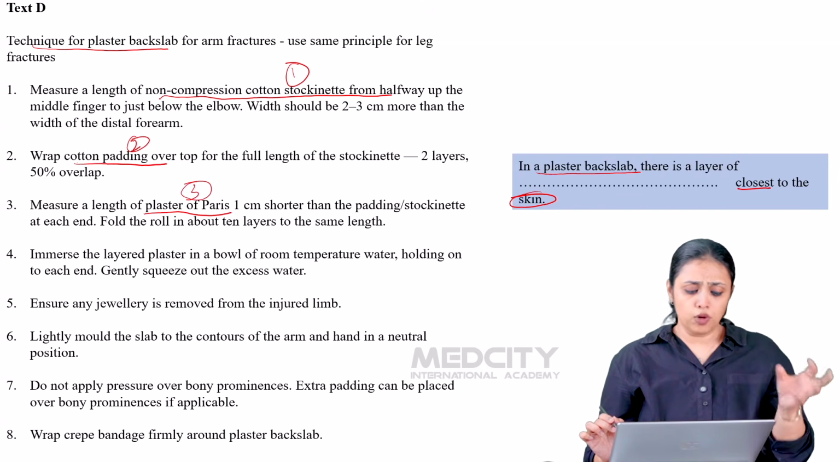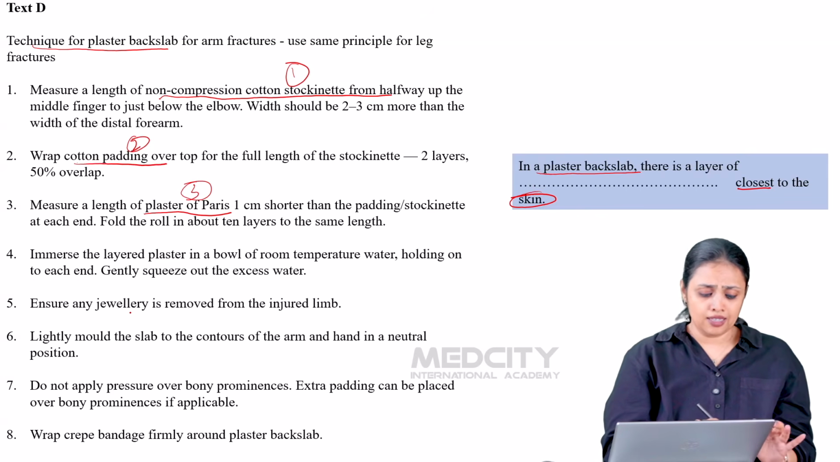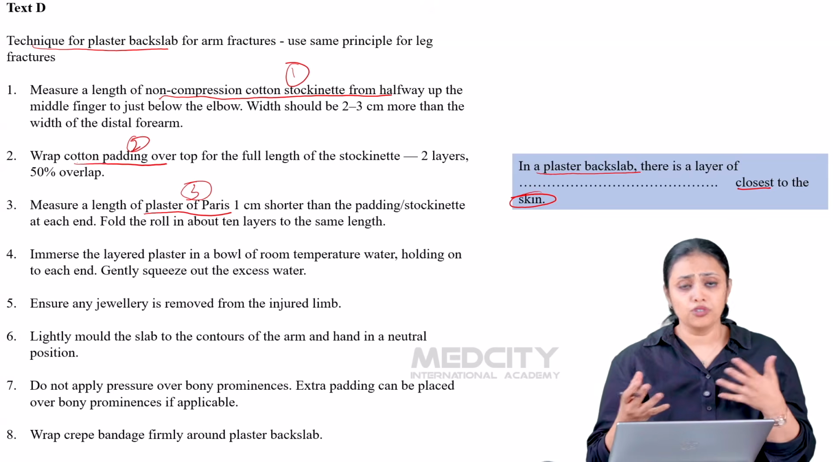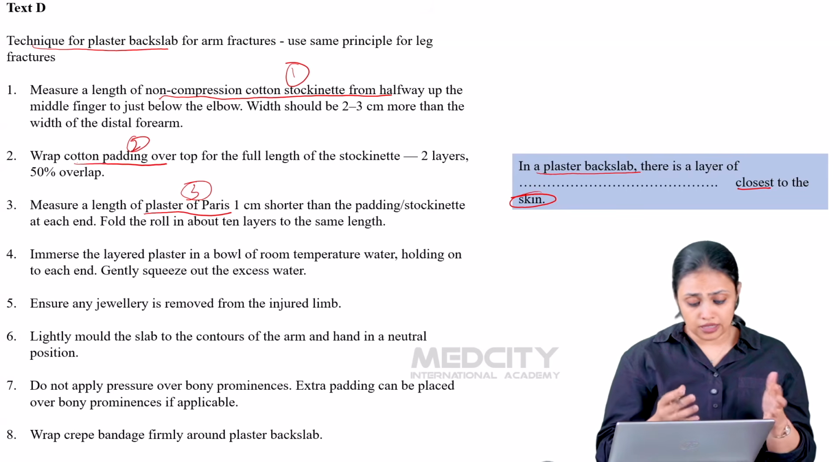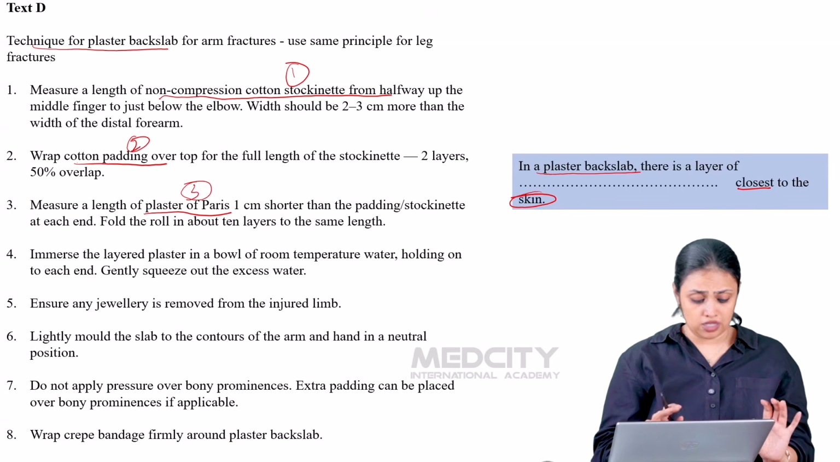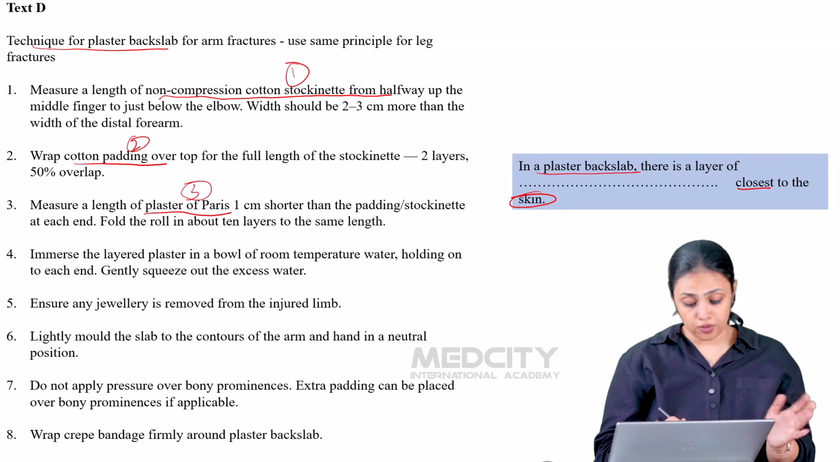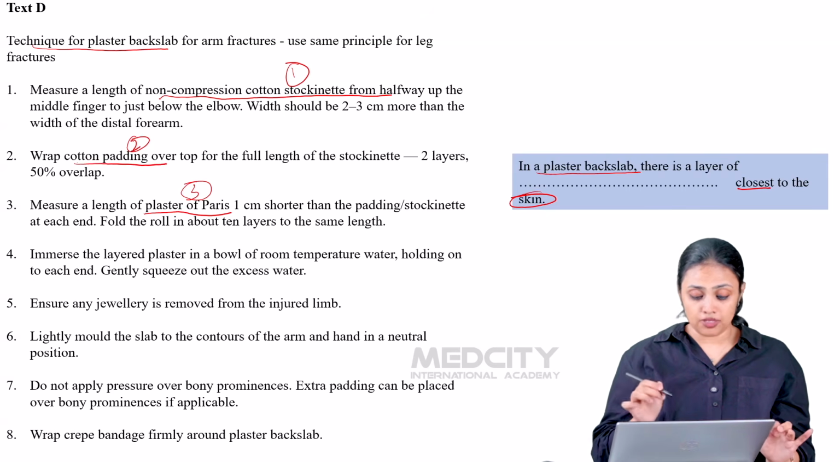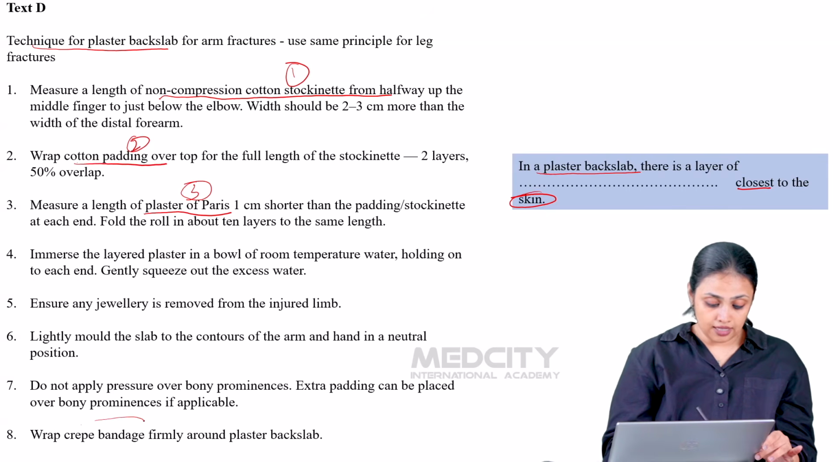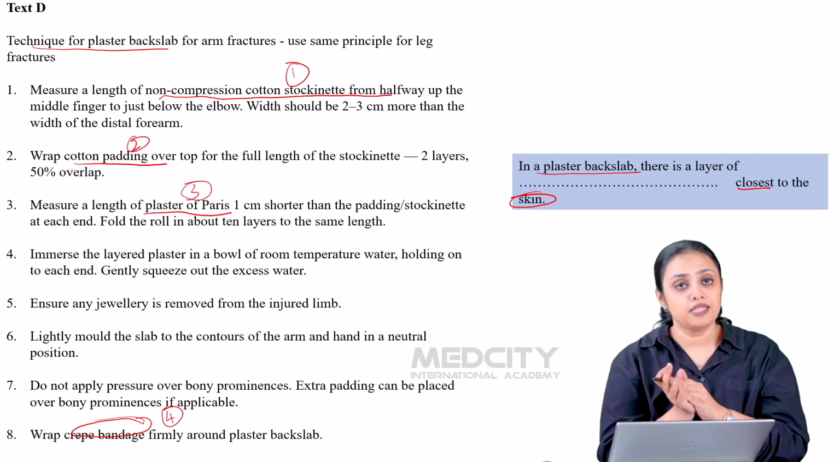Then the fourth point talks about immersing that layered plaster in a bowl. Then the fifth point says jewelry should be removed, all those. Then the sixth point says lightly mold the slab to the contours, some instruction is given. Then another general instruction, do not apply pressure over bony prominence, is given. And then finally, wrap crepe bandage firmly around the plaster backslab, which means that this crepe bandage is the fourth layer. So in total, you can find 4 different layers in this plaster backslab.